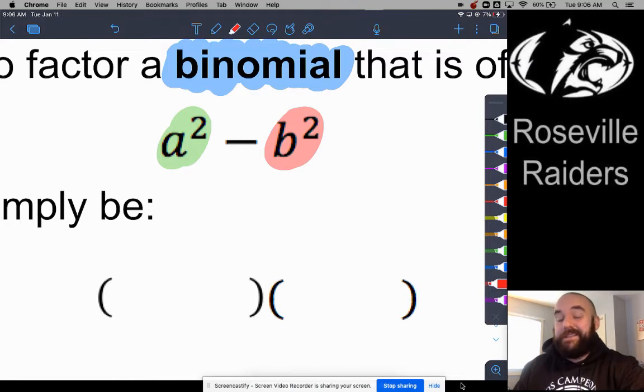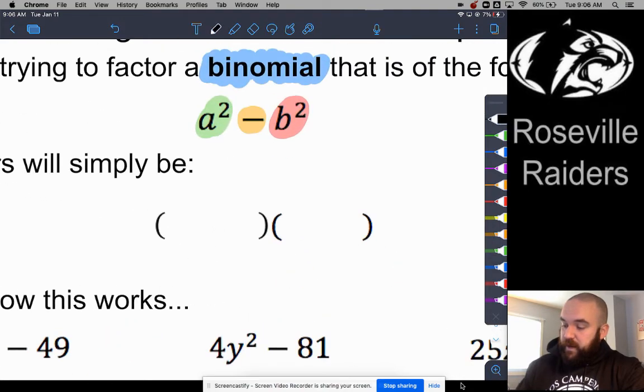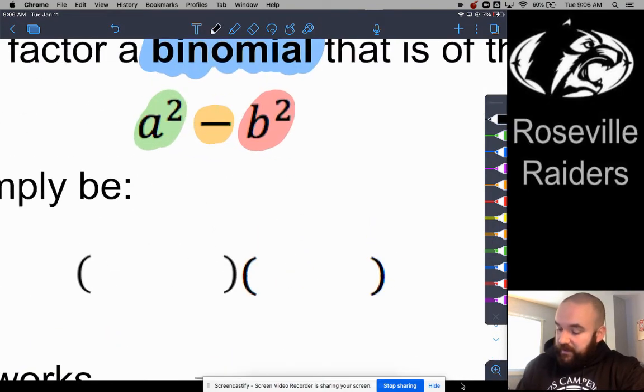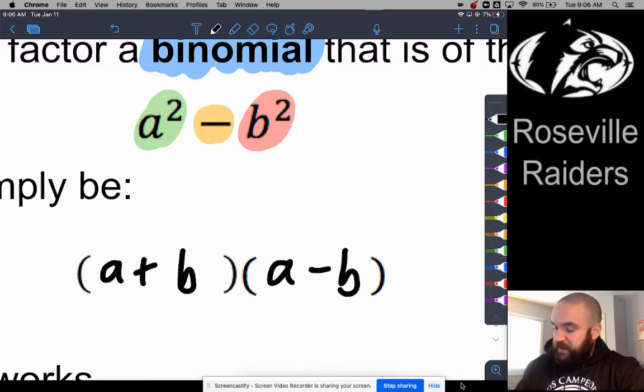Okay, so like 9, 16, 25, they're numbers that are equal to another number squared. If you recognize both those things and there's a minus sign in between the two terms, then we have a fancy way to factor this, and it'll factor into a plus b times a minus b.